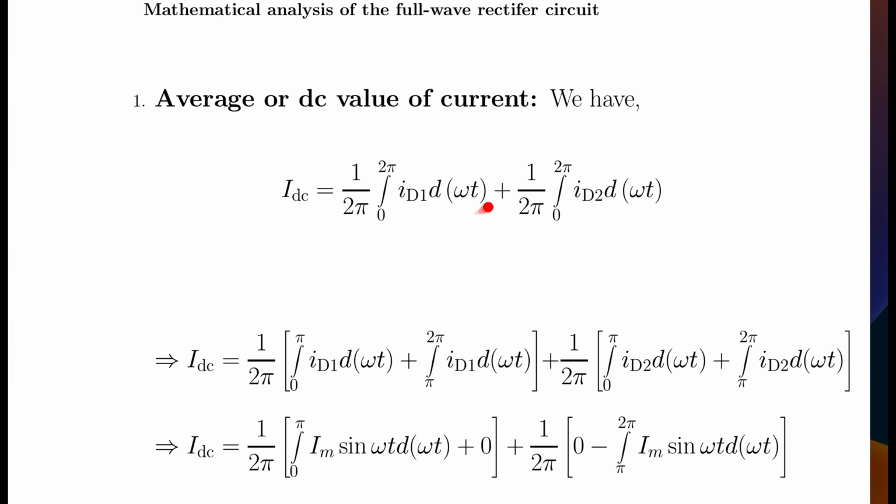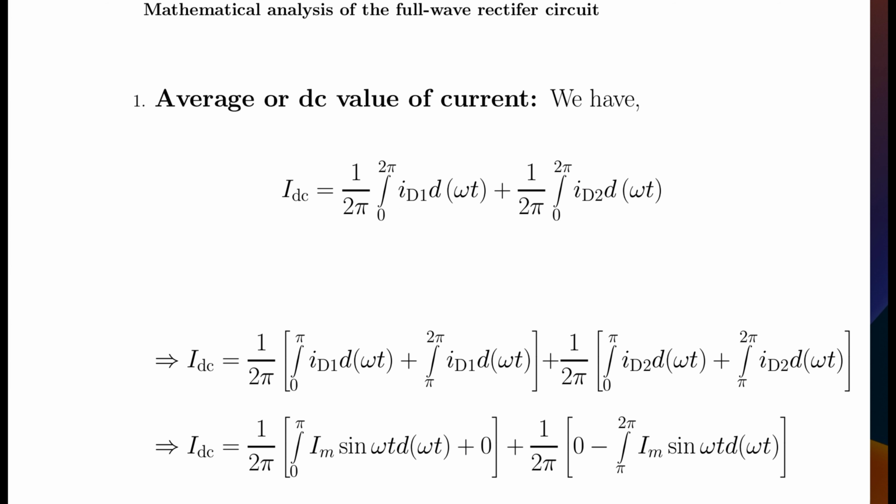This is for the current through the first diode plus 1/2 pi integral from 0 to 2 pi ID2 d omega t. This is the current through the second diode. अब देखिए फर्स्ट डायोड में करंट फ्लो हो रहा है 0 से पाई के बीच में, ठीक है? सेकंड डायोड में करंट फ्लो हो रहा है पाई से 2 पाई के बीच में. सो आई ब्रेकअप दिस लिमिट इनटू 2 पार्ट्स.